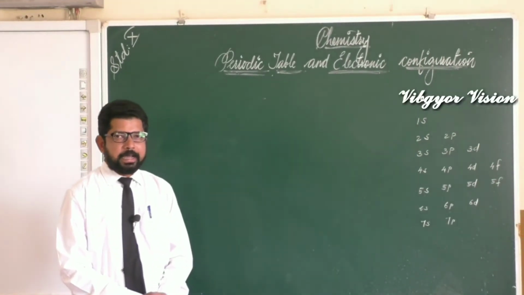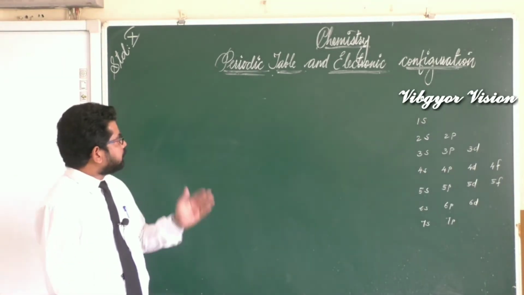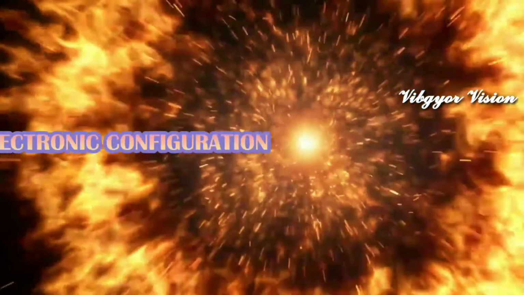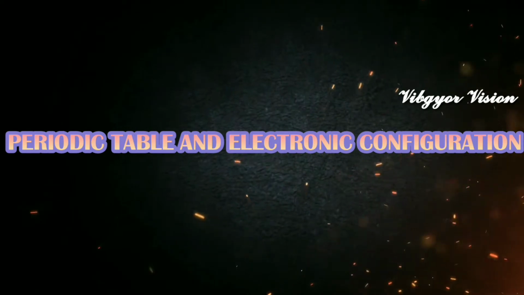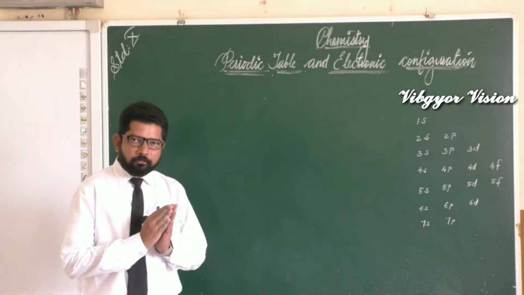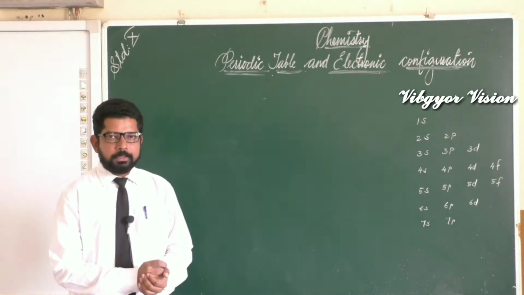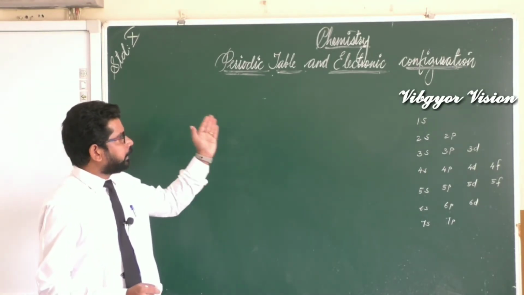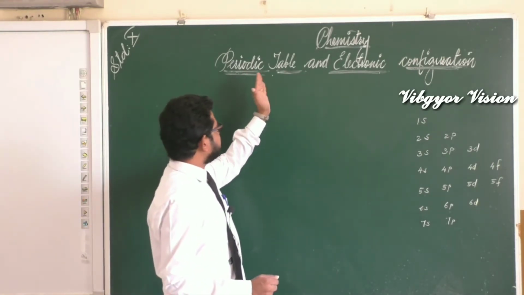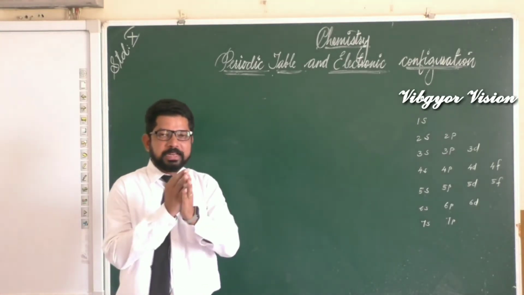Online classes, and today we can learn the first lesson of chemistry, that is periodic table and electronic configuration. As we know, this is the first lesson of the 10th standard in the first part of our textbook. So what is the name of the lesson? Periodic table and electronic configuration. These two terms are closely related.